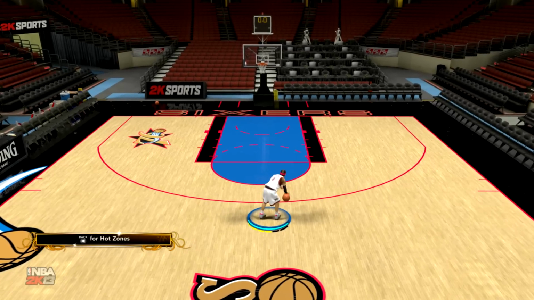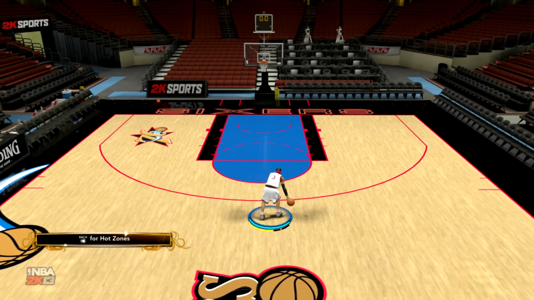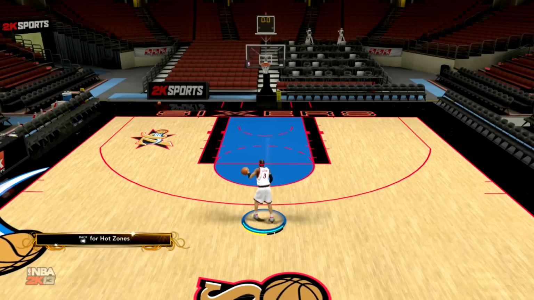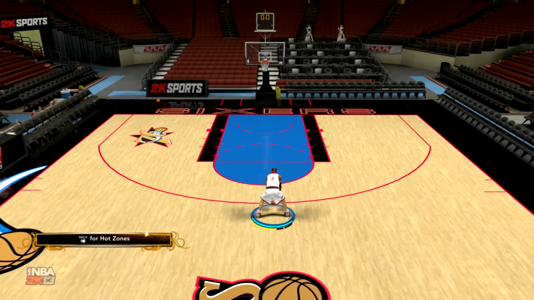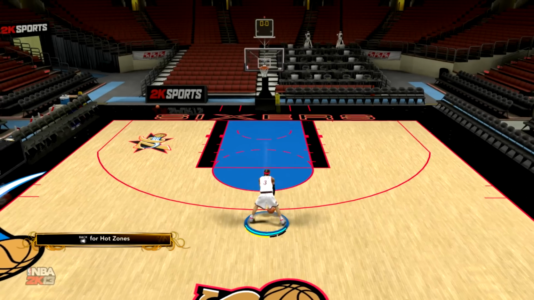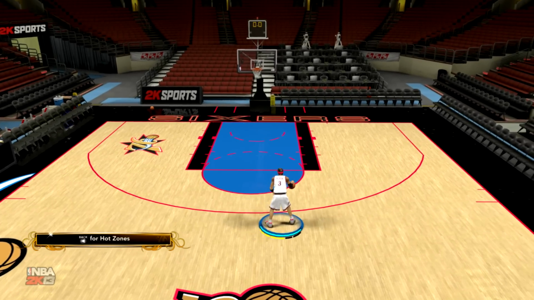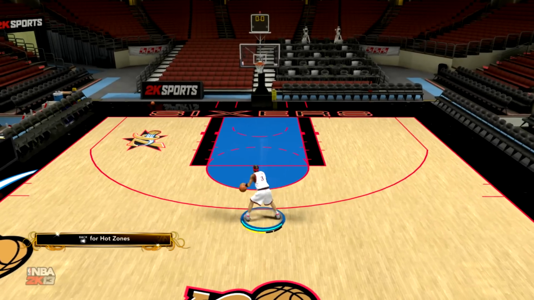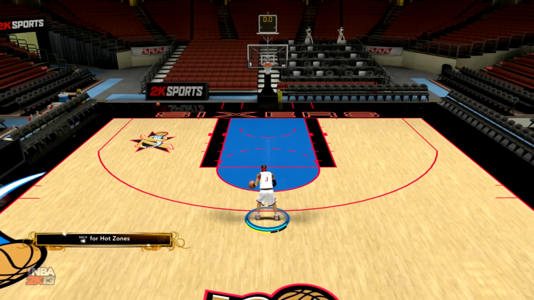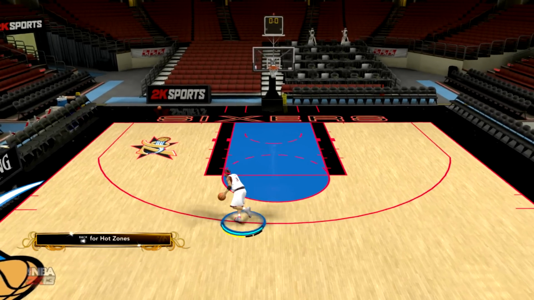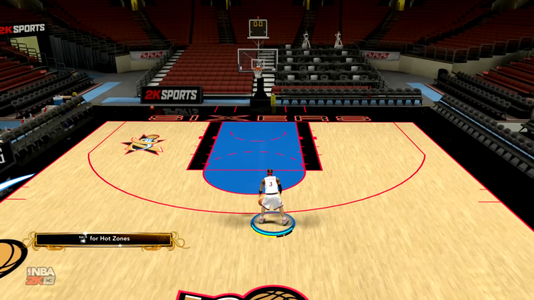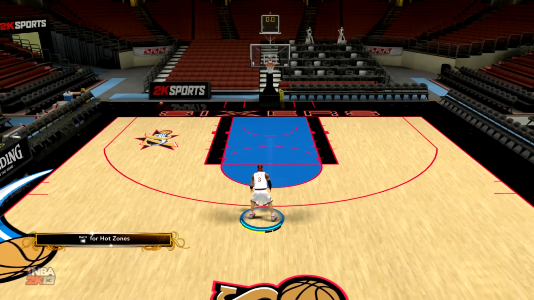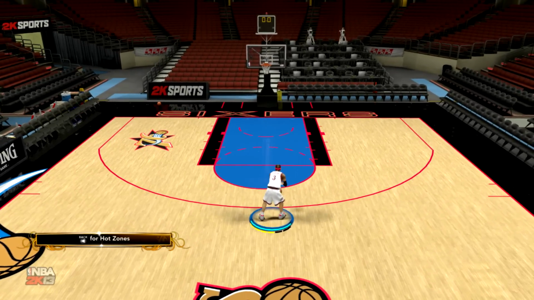So first is the crossover, where all you're going to do is move the right stick to the non-ball hand. So right now I'm just moving the right stick back and forth, and I'm performing the crossover while standing. So next, after the crossover, which can be used for getting to the rim and all that kind of stuff, what we're going to be doing now are the hesitations.